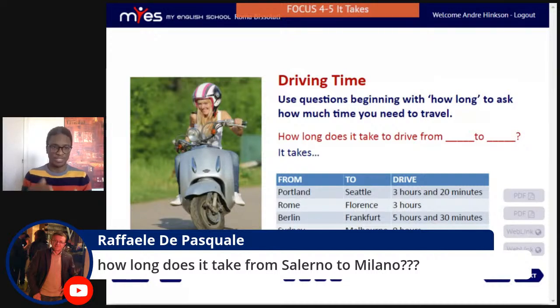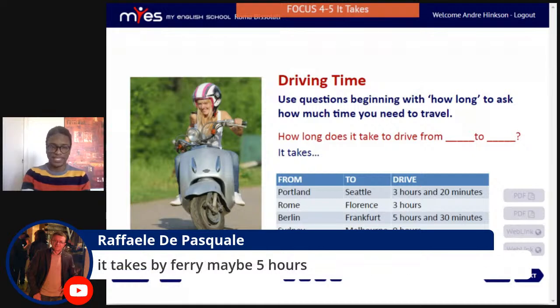I'm not very familiar with the distances in Italy. I'm still learning. So Raffaele says it takes, by ferry, okay, maybe 5 hours. Yeah. So remember, it takes is followed by the time. So it takes 5 hours by ferry from Salerno to Milano. Think about that. Yeah, it's about 5 hours, I think.